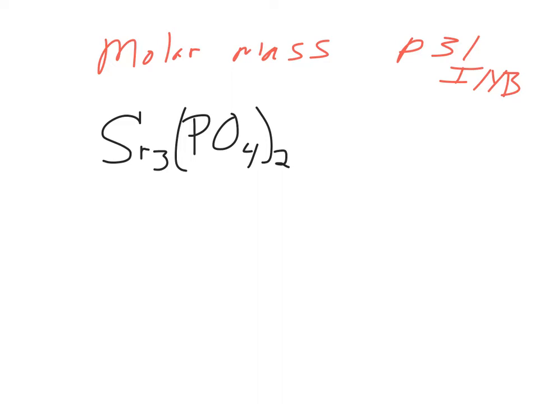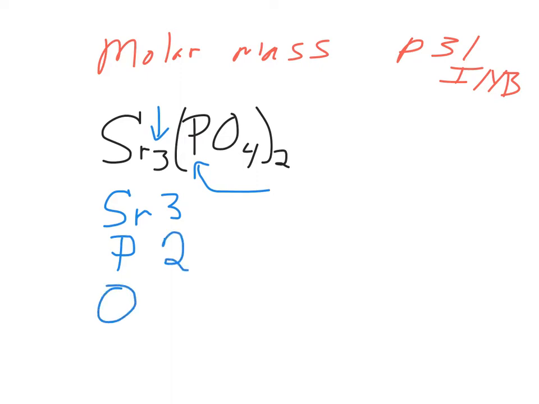This is super easy. Okay, so strontium, how many strontiums do we have? You have 3. Phosphorus, how many phosphorus do you have? 2. Yep, because the 2 on the outside multiplies to everything on the inside, correct? Oxygen, you have 8 oxygen. Very good, because 2 times 4 gives you that 8.